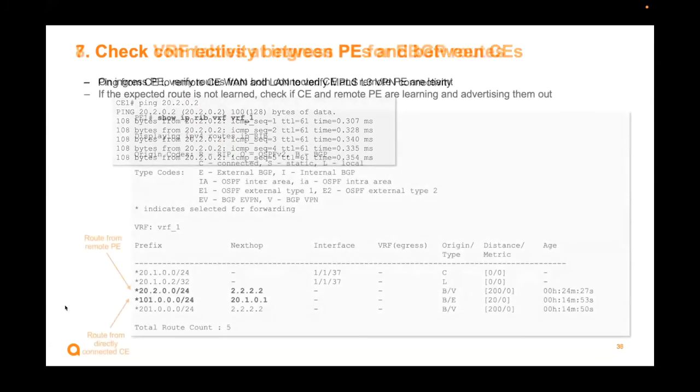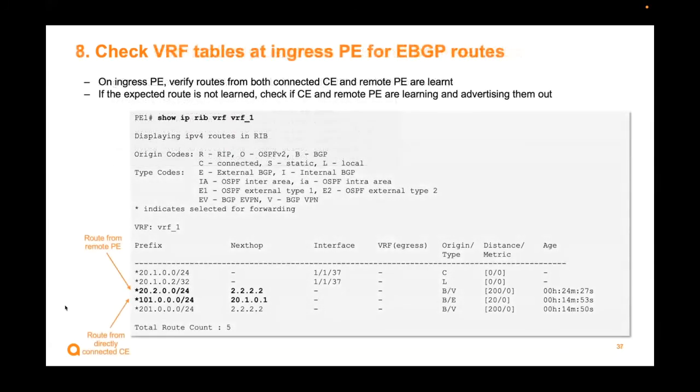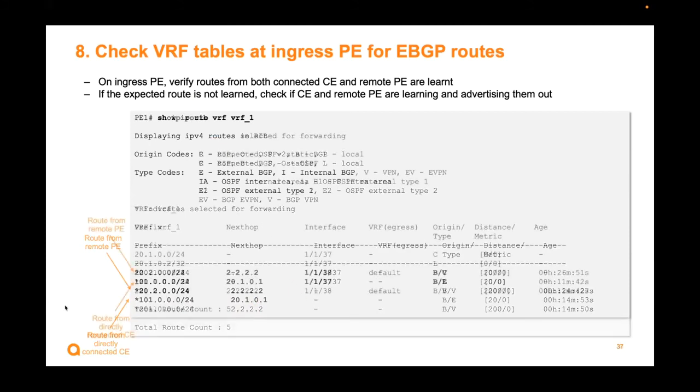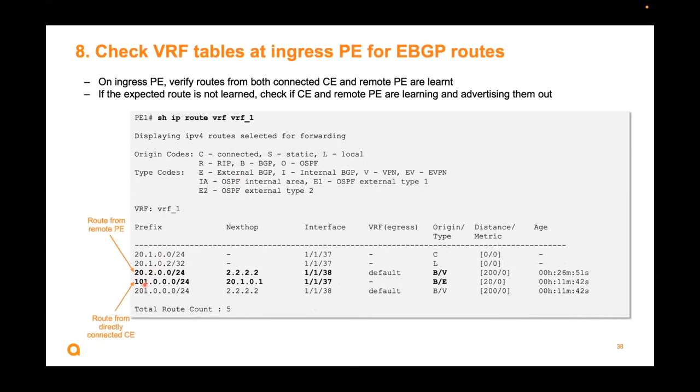Okay. At the ingress PE, this is how you check for EBGP routes. You can show IP RIB for that VRF. You can see the remote route from the PE. So that's the next hop, the PE address. But the route from the directly connected CE connected to PE1, you can see here has this next hop. That's the directly connected IP. So the RIB doesn't show the interface. If you do a show IP route, the same information can be seen with the next hop interface.